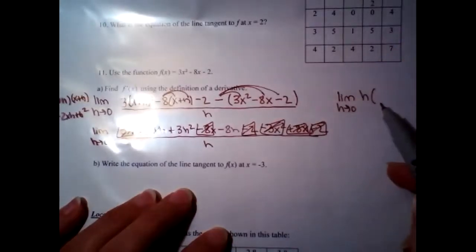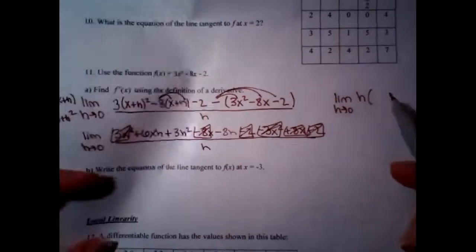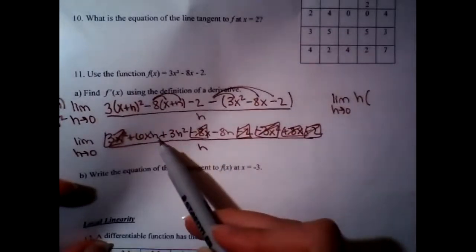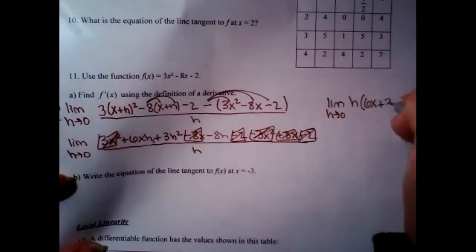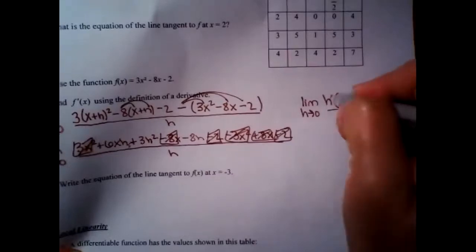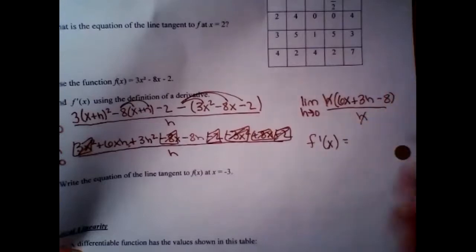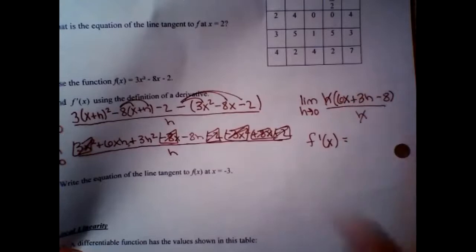Don't skip this step, because if you skip writing this, you're going to probably lose part of your answer. And you guys listen to me on the quiz. I already wrote out this step. If we take out h, we're going to be left with 6x plus 3h minus 8. H's cancel. And then here is our answer. Here's our derivative. We're going to plug 0 in for h. So that term's going to be gone. And we just get 6x minus 8.